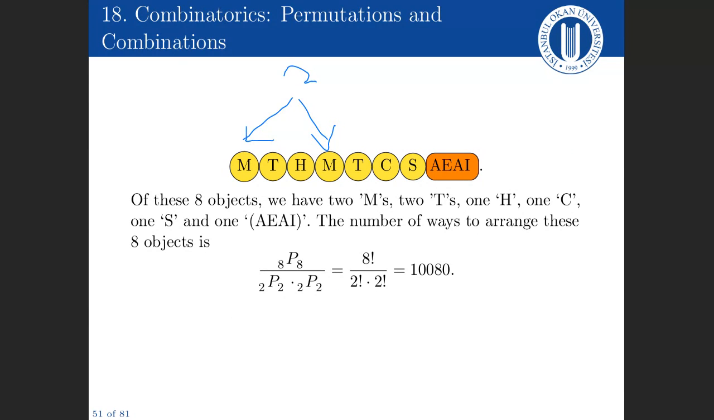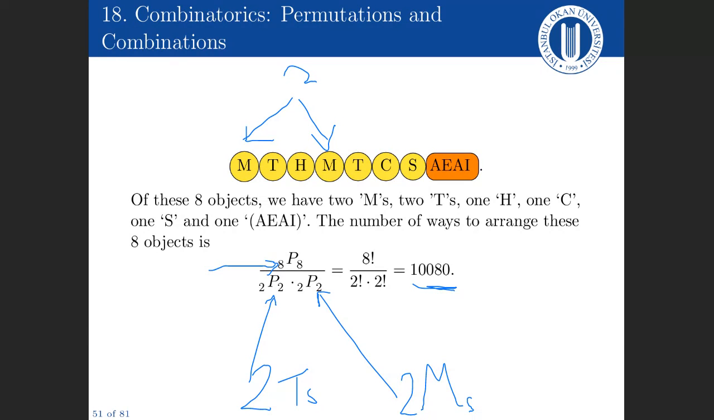So the number of ways to arrange these 8 objects. If we had 8 different objects, that would be 8P8. But because we have 2 T's, we must divide by 2P2. And we also have 2 M's, so we must also divide by 2P2. There are 10,080 different ways to arrange these 8 objects.